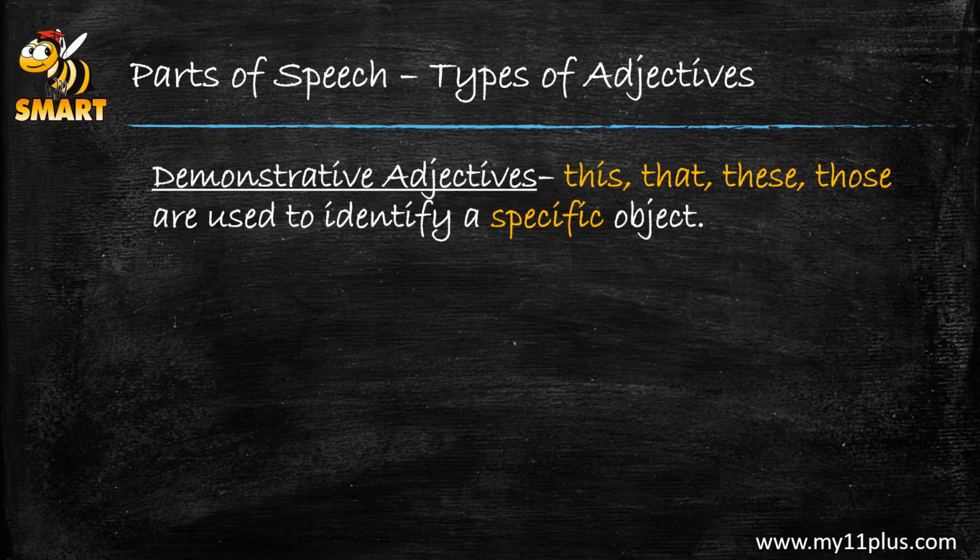Demonstrative adjectives are the words this, that, these, and those. And they are used to identify a specific object. Let's look at an example. I bought that dress. So I'm referring to a specific dress. The adjective in here is the word that, or another way of saying it is the word that is performing the job of an adjective.